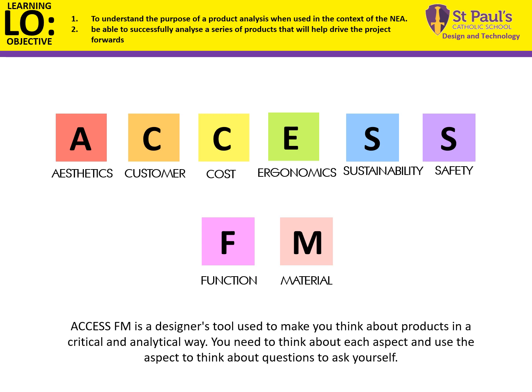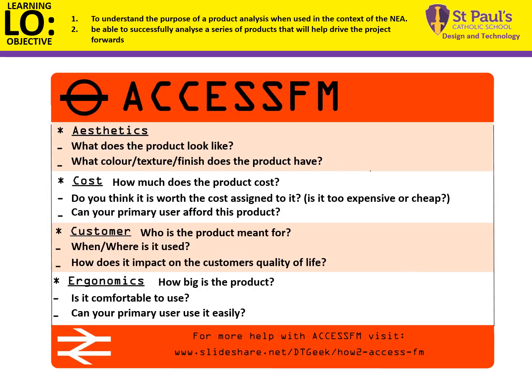Now, I'm not going to ask you to jump right in and immediately know what questions you need to ask. But over the next couple of pages on these train tickets, there are a series of questions that you can ask yourself to give yourself a really well-rounded product analysis. Now, there are 8 areas that you will need to analyse, and those are all the titles from Access FM. So aesthetics, cost, customer, ergonomics, and then of course sustainability, safety, function, and materials and manufacturing. And on these train tickets, you are going to be able to look at them and just ask yourself the questions that are underneath each one to fill out and find out the improvements and the weaknesses of the product that you are looking at.